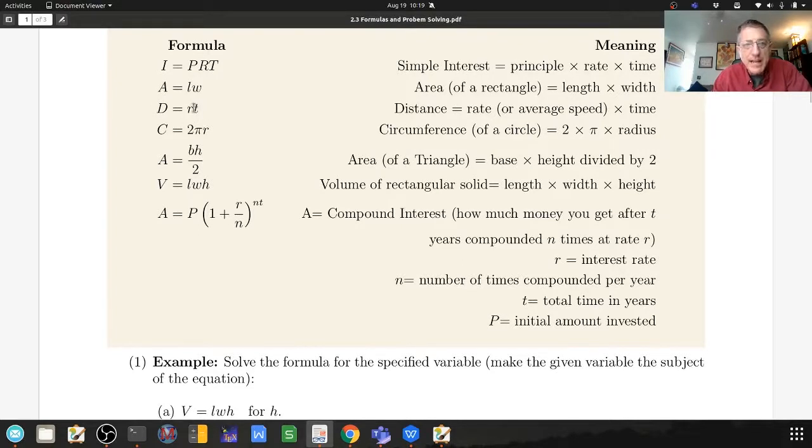Here that rate is the rate of movement. Another word for that is speed. So here is the English part of it. C is equal to 2 pi r. C is the circumference of a circle.